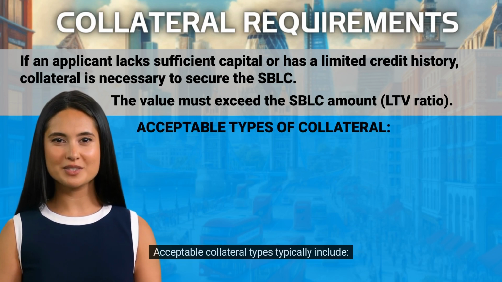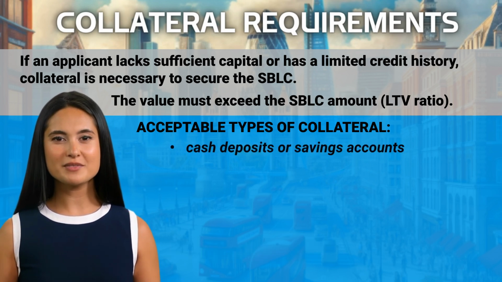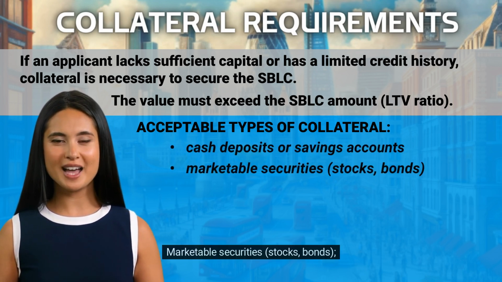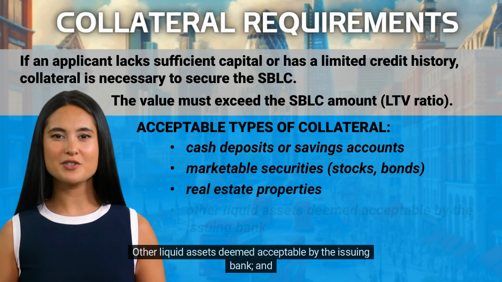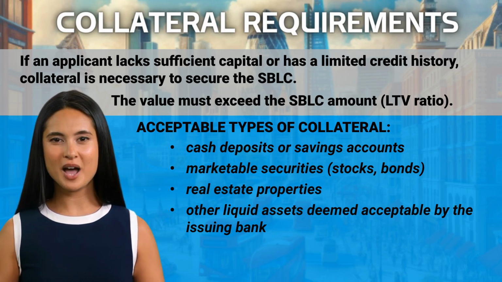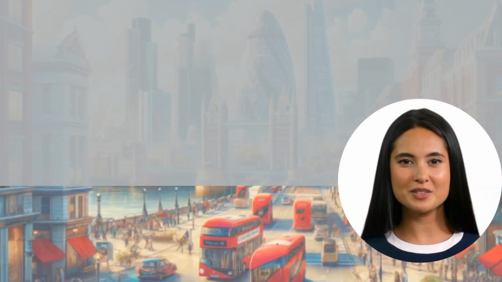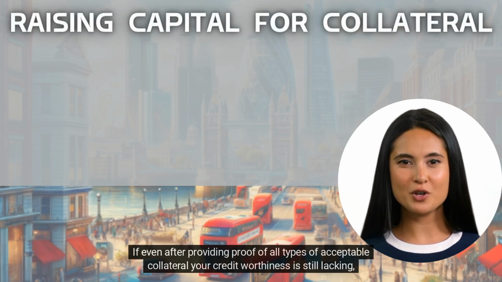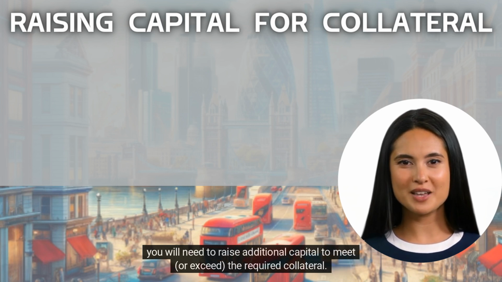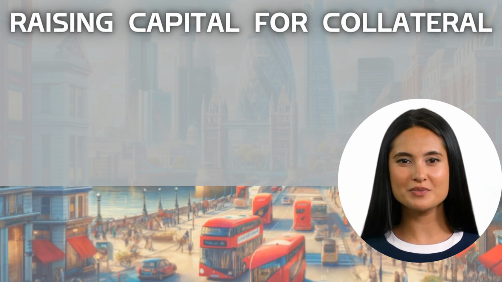Acceptable collateral types typically include cash deposits or savings accounts, marketable securities, stocks, bonds, real estate properties, other liquid assets deemed acceptable by the issuing bank, and off-take agreements with credit-worthy corporations. If even after providing proof of all types of acceptable collateral your creditworthiness is still lacking, you will need to raise additional capital to meet or exceed the required collateral.